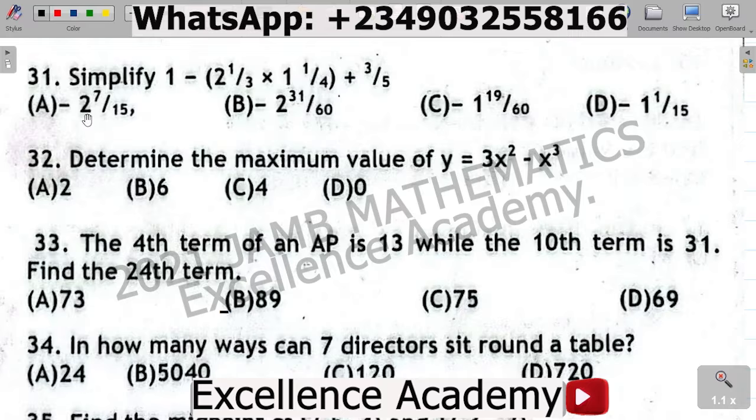A, minus 2 whole number 7 over 15. B, minus 2 whole number 31 over 60. C, minus 1 whole number 19 over 60. D, minus 1 whole number 1 over 15. So how do we solve this question?